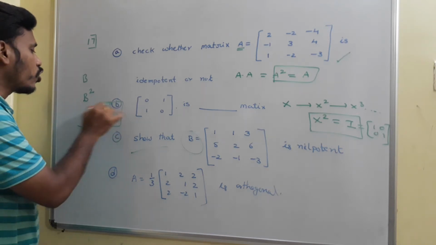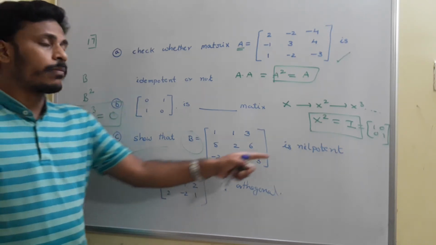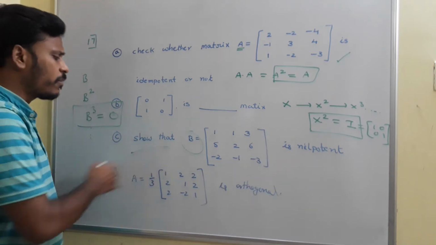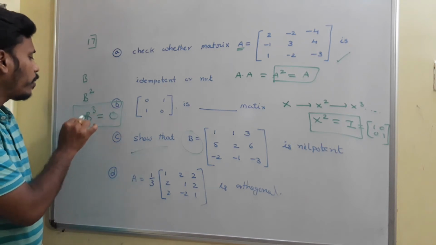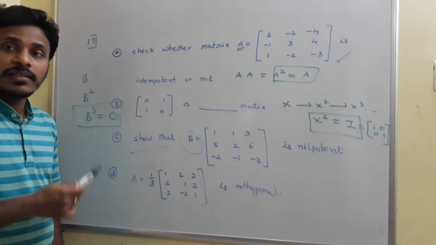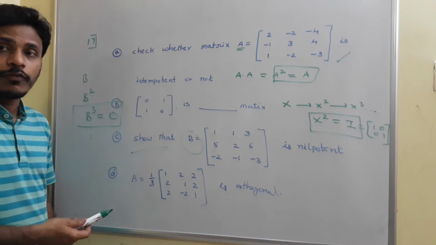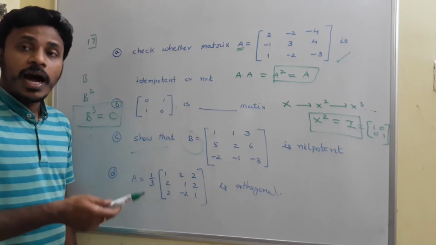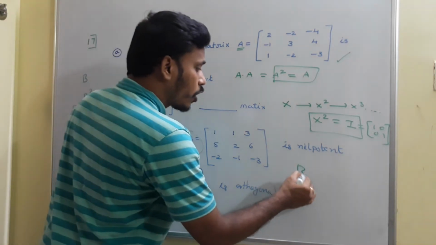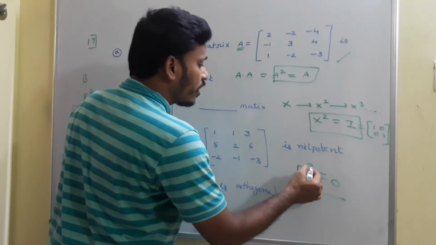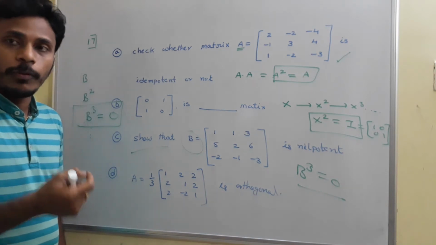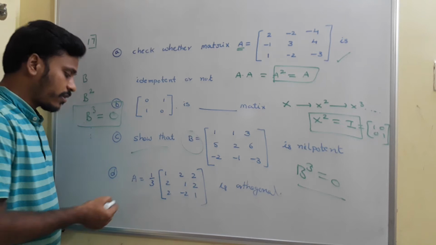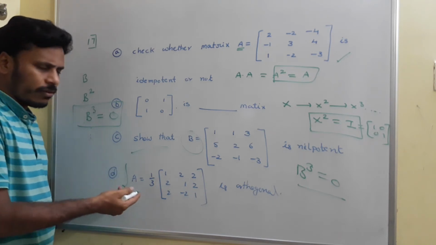Since the result is a zero matrix, it is called a nilpotent matrix. In this particular case, you will get B power 3 equals 0. That means if you multiply B three times, you get a zero matrix, and that's why it is called nilpotent. Since B cube equals 0, this 3 is called the order of nilpotency or index of nilpotency.